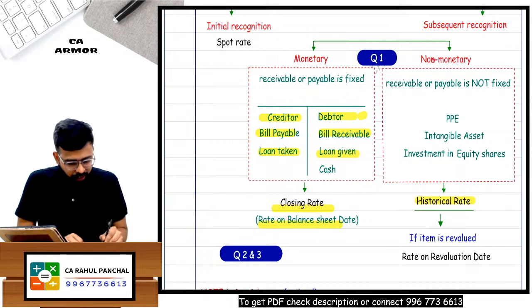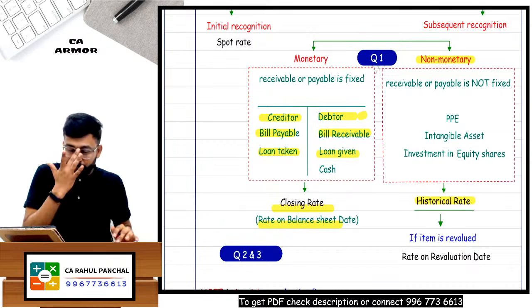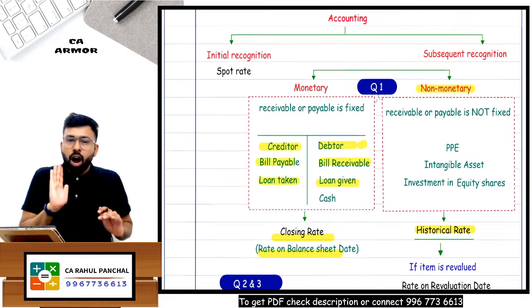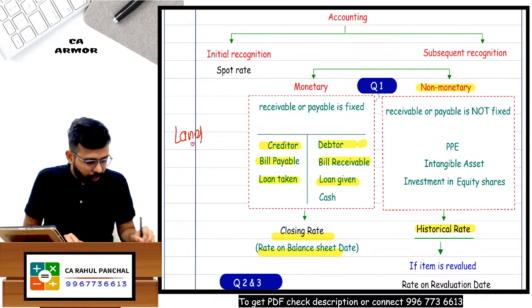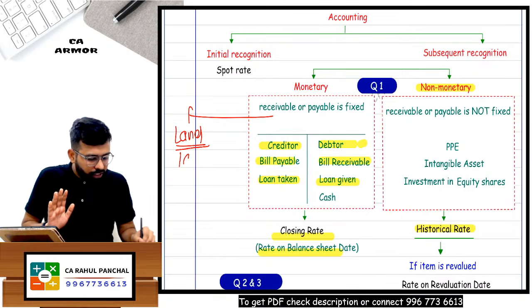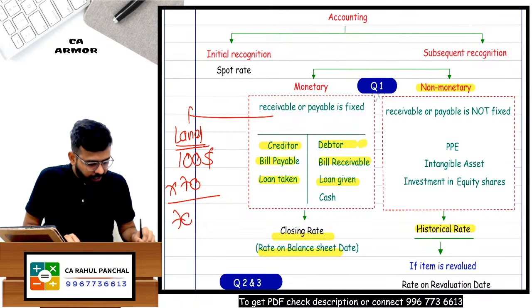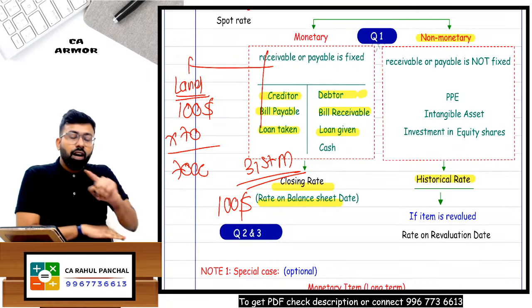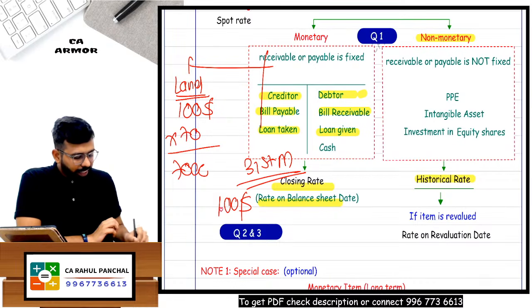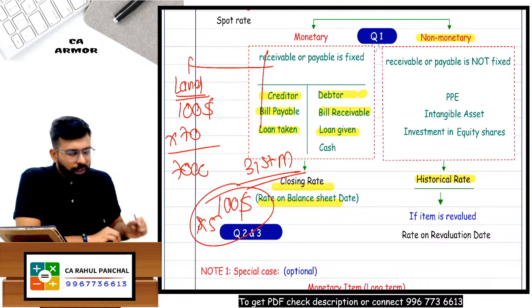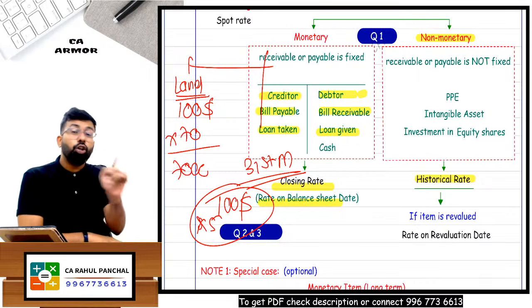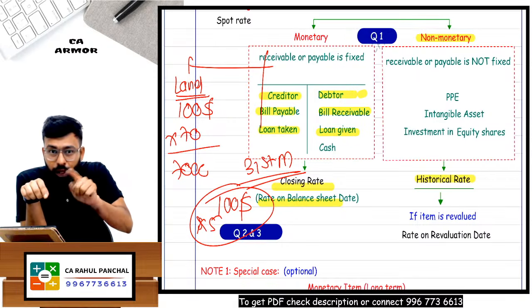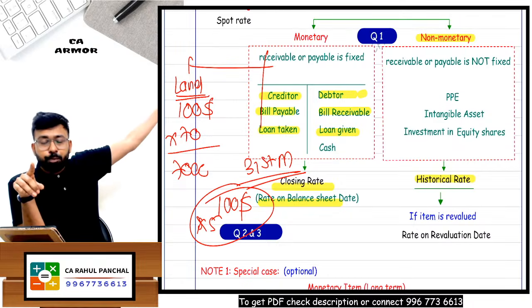Otherwise, these are non-monetary items, and there is a logic for that matter. I will give you the logic if you want to understand. There is a land you have purchased. Land was purchased on the very first day for $100, and you recorded it at 100 into 70, let us say 7,000. So on 31st March, can I say that you will get $100 from the land? No. The rate is 75, so you want to record the extra 5 rupees, but you cannot do that, because 100 is not today's rate. 100 is the rate 3 years back when you purchased.